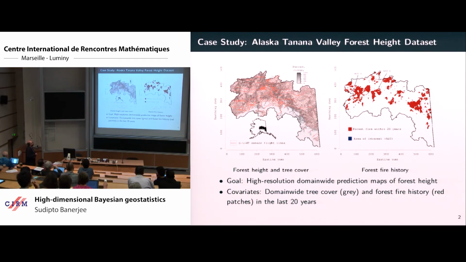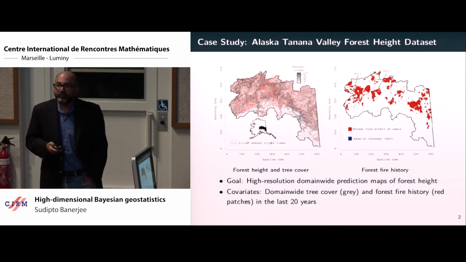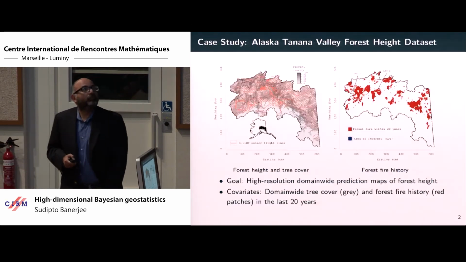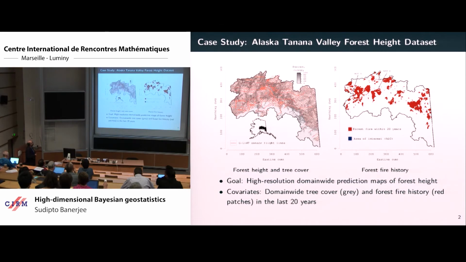Then on the right-hand side, you have a map where you actually have some history of forest fire. So these red patches basically tell you whether there has been a forest fire within 20 years or not, and you could have certain areas of interest, such as 1 and 2 here, where you want to focus and try to understand the impact of forest fire on forest coverage. So the key point here is that this is a massive data set. It has about 10 million locations, and you want to probably try to analyze this, accounting for spatiotemporal associations or so on.